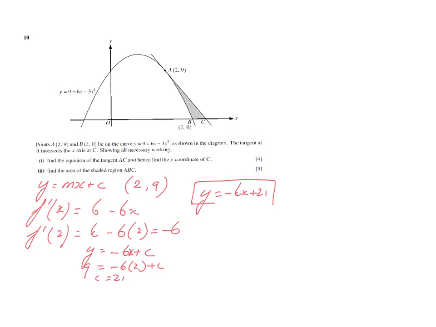Now again, I'm very used to writing it in gradient intercept form, but you might be used to writing it like this: y minus 9 equals minus 6 times (x minus 2). That's the same answer. You do whatever you want, okay? As long as you have one of these two answers, they're equally as good. Excellent, that's 4 points, very nice.